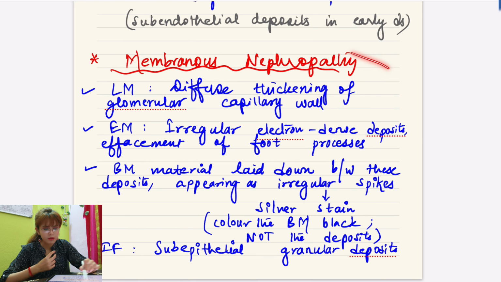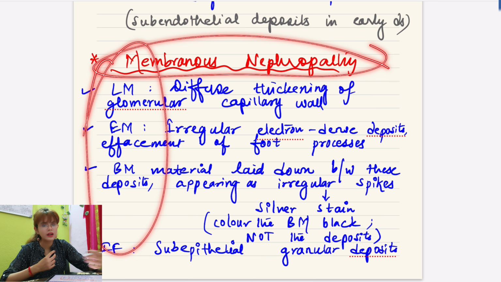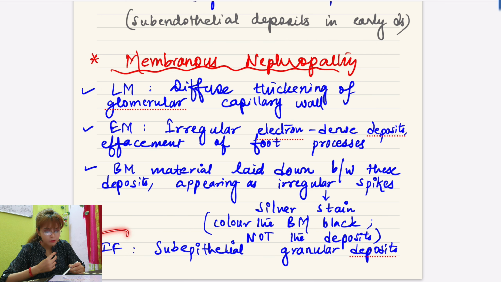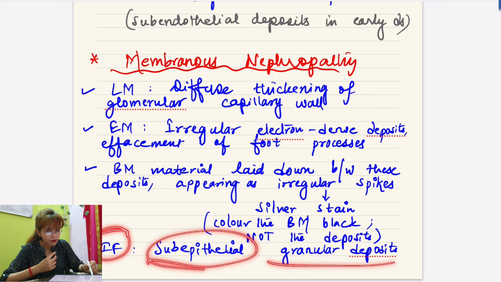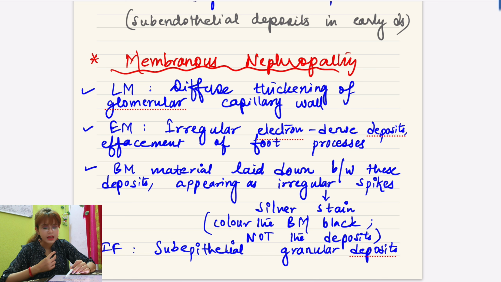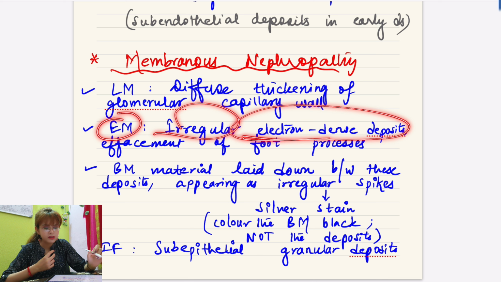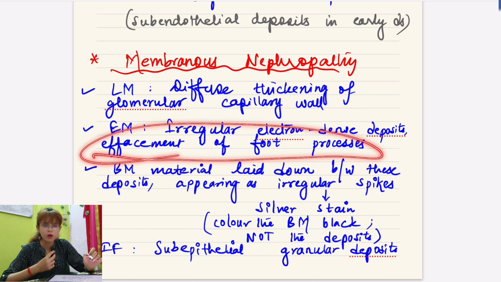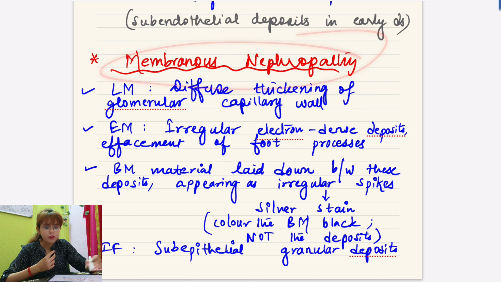Just talking about membranous nephropathy, these are the findings which you ultimately have to remember at the end of the day. Immunofluorescence: we have subepithelial granular deposits. Light microscopy: you have diffuse thickening of the glomerular capillary wall, which means thickening of the basement membrane. Important. Electron microscopy: you have irregular electron dense deposits and effacement of the foot processes, because this is a kind of nephrotic syndrome.